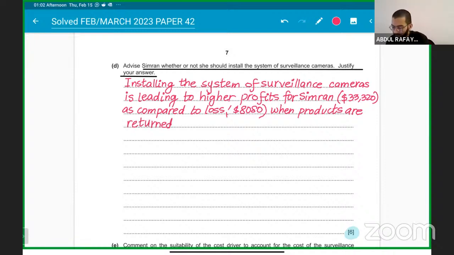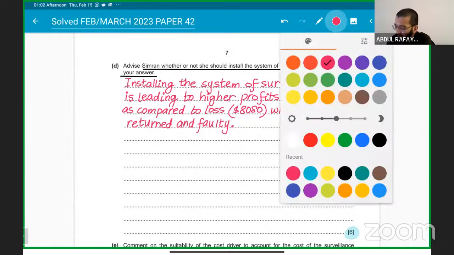आप इसको और भी elaborate करना चाहें जरूर करें, ठीक है? This will inshallah lead you to 2 marks. Okay, कि आप explain कर रहे हैं कि system install करना preferable है क्योंकि higher profits हो रहे हैं सिमरन के लिए, क्योंकि उसको previously loss हो रहा था जब products जो थे वो faulty थे और returned हो रहे थे. Getting it guys, clear? Understood with me? Following guys? तो एक पॉइंट हमने ये लिख दिया.